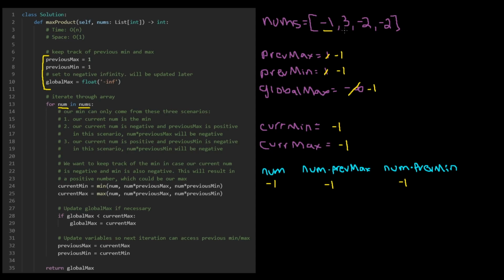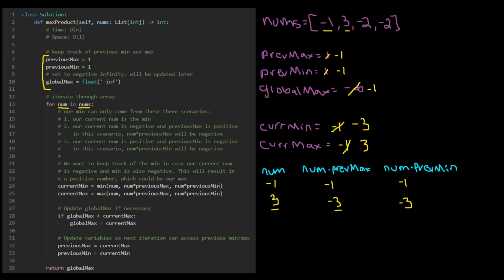So now we go to the next number, 3. So our current number is going to be 3. Our current number times our previous max is going to be -3 because it's -1. And then our current number times our previous min is also going to be -3 because it's also -1. And then from here we can see that our max is going to be 3 and our min is going to be -3. So we just want to update these to -3 and 3.